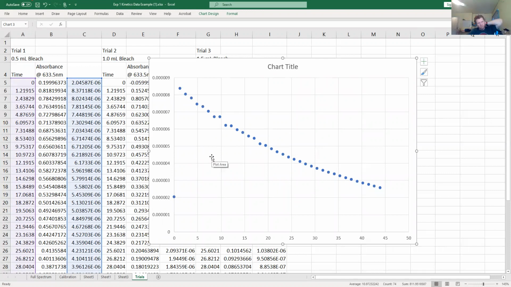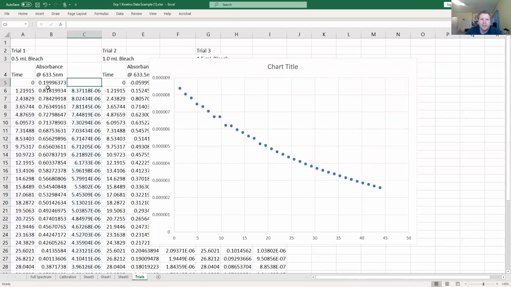Now, what I think is appropriate to do in this instance is, if you look at that initial time point, that 0 time point, and you look at the concentration of that, 0.00002, you can go ahead and delete that. The reason for that is because you were loading your cuvette, or we were loading our cuvette into the sample.